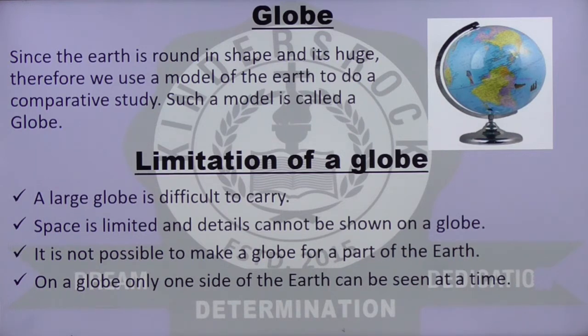So if you are able to see one part of the earth which shows Africa, then the other part of the earth you are not able to see on the globe. So these are the practical difficulties with a globe. You will not be able to carry it along with you wherever you want to go and explain about the earth to anyone. And the space is limited, details cannot be shown on a globe. If you want to show just the map of India, a globe is impractical.